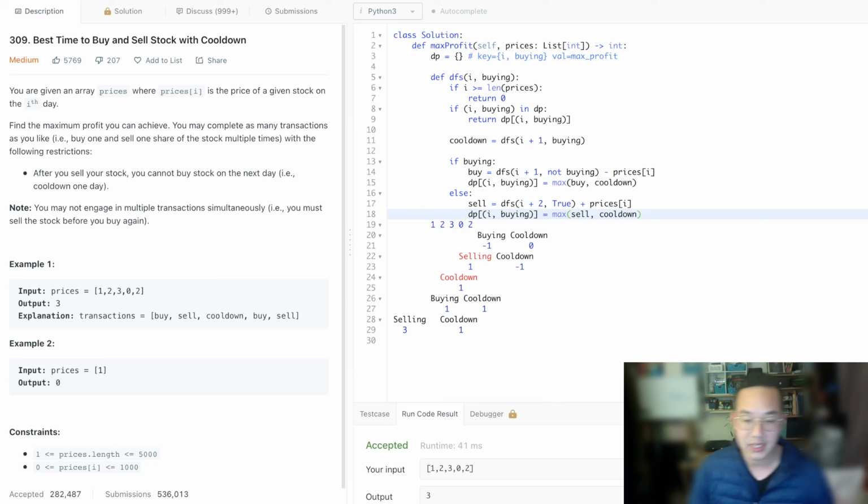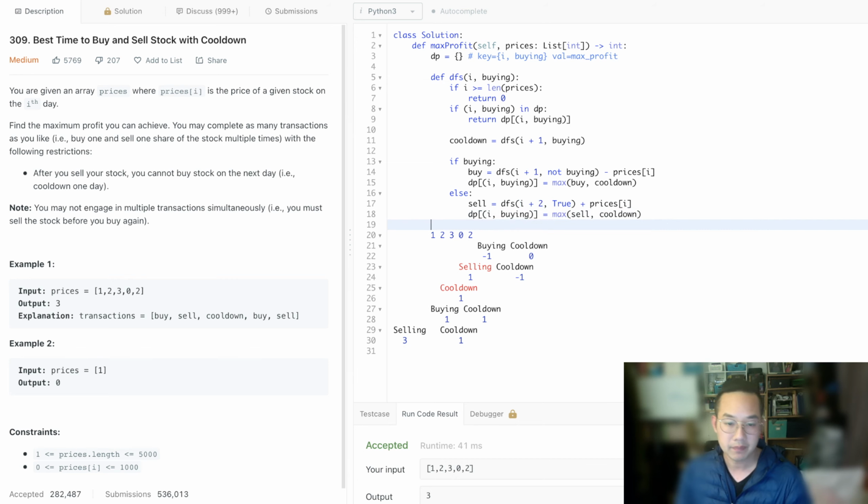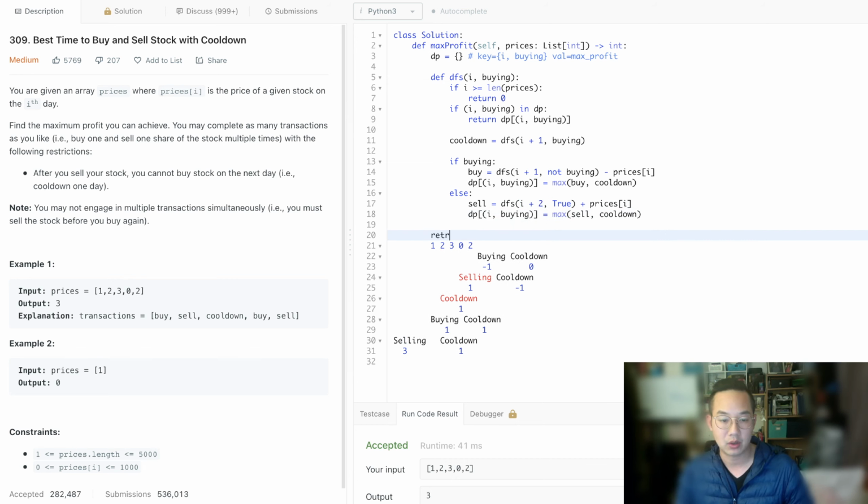So the thing is, how do we know for sure that we're going to cool down after we sell? Because we're skipping the item that's not available. We're skipping one item when we sell. That's our cooldown. So then, with that, we can return the DFS of 0, and buying is true.